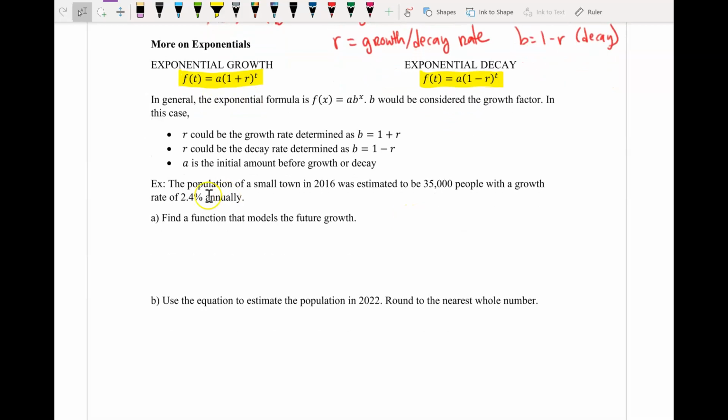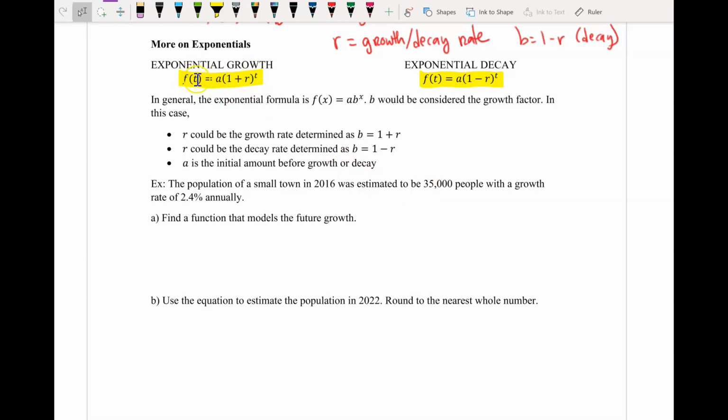So let's say the population of a small town in 2016 was estimated to be 35,000 people with a growth rate of 2.4% annually. Find a function that models the future growth. Okay, so we're looking at exponential growth. People aren't dying, they're just growing in this case. So we're going to be using this formula.